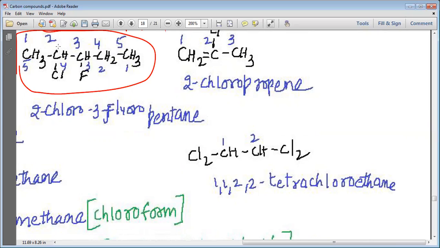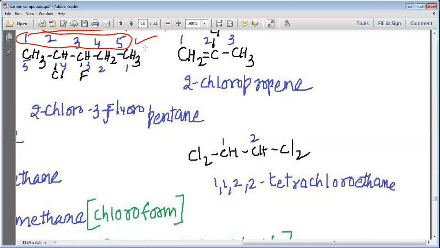So I have numbered it 1, 2, 3, 4 and 5, and 1, 2, 3, 4 and 5. If I give numbering this way, fluorine is on the third carbon. Even if I give the numbering from this side, fluorine is on the third carbon. And from this side, chlorine is on the fourth carbon, and from this side, chlorine is on the second carbon. Now, C, A, B, C, D, E, F, G. So C comes first. So priority should be given to the chloro, and chloro should get the minimum number, and that is why this way of giving numbers is considered to be the right way.